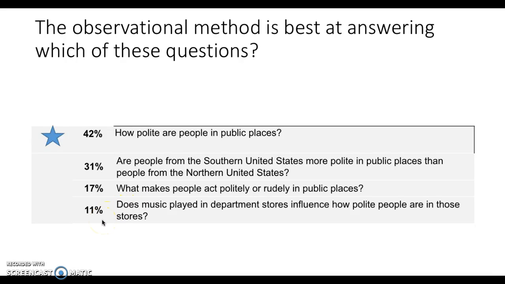And then this last answer here is more typical of a correlational method. So does music played in department stores influence how polite people are in those stores? It's not really talking about causing there. It says influence, but we can assume that that's social influence, and it doesn't necessarily mean that we are assigning people to conditions and then looking at their responses. We're really just looking at, is there any relationship between the music played in department stores and how polite people are in those stores? So that would be a correlational design.